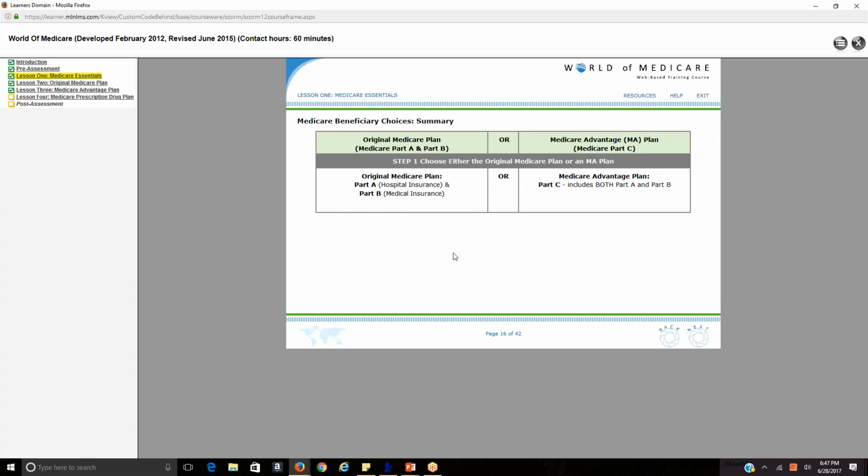So when a person becomes eligible for Medicare, the first thing they're going to do is decide which track they're going to go. They're going to choose either the Original Medicare plan or a Medicare Advantage plan. If they choose Original Medicare, then they would have Part A, and they can choose Part B, or they can go the track of the Medicare Advantage plan, which is Part C, which includes both A and B benefits.